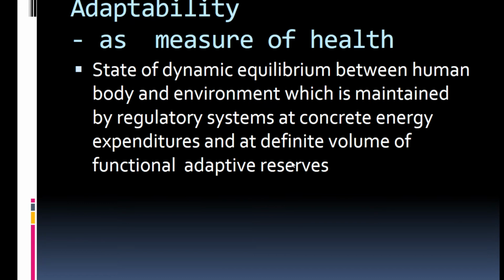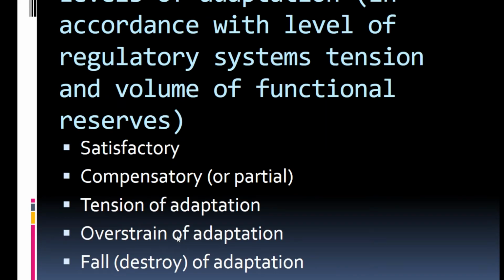So there are two sides to the quality of our health: how much energy expenditure we have in order to adapt to concrete conditions of the external environment, and how much functional adaptive reserve we have. In accordance with the volume of these reserves and energy expenditure, we can differentiate some levels of adaptation: satisfactory adaptation, compensatory or partial adaptation, tension of adaptation, overstrain of adaptation, and fall or destruction of adaptation.